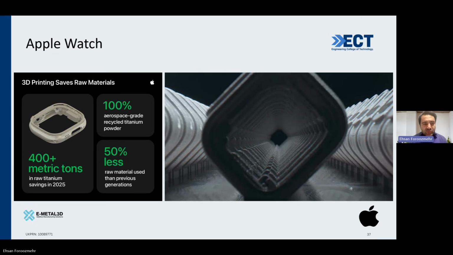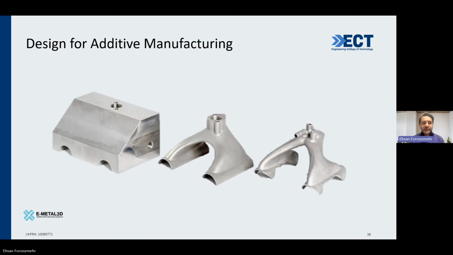Some numbers that Apple shows on the website: it says it has 50% less raw material usage, it is 100% aerospace grade recycled titanium, and 400 plus metric tons of raw titanium saved in 2025, which they're probably comparing with traditional methods of manufacturing. But obviously, there was no way they could manufacture titanium in traditional ways, because titanium is very, very hard to machine and even harder to cast. But they can make very light titanium casings of these watches.